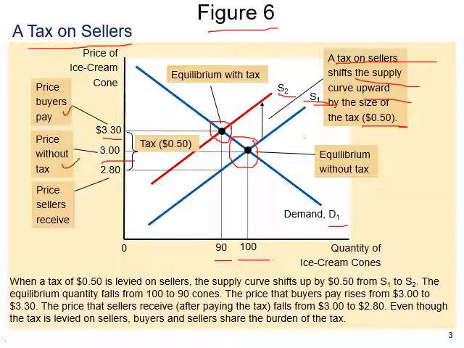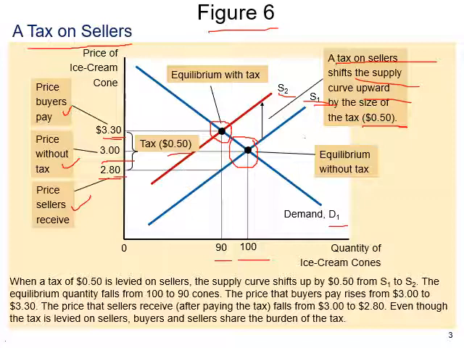So the price received by the seller is $2.80 for the 50 cent tax. So the buyer pays 30 cents of the tax, $3.30 minus $3, and the seller pays 20 cents of the tax, $3 minus $2.80, equal to 20 cents.